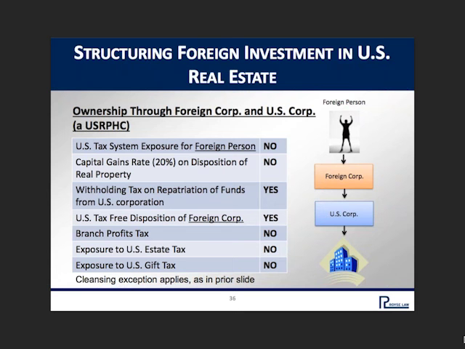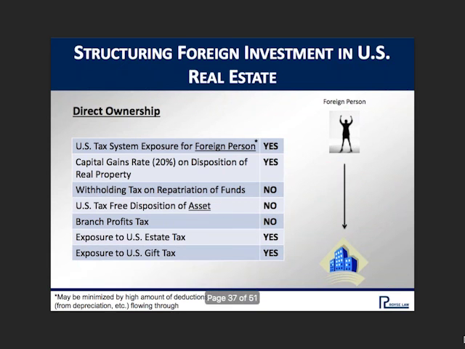So overall, this is about the best way you can structure if you want to go through the corporate route. And why might you do the corporate route? Basically because you have certainty on the transfer tax issues. You know that you're going to escape the transfer tax system.